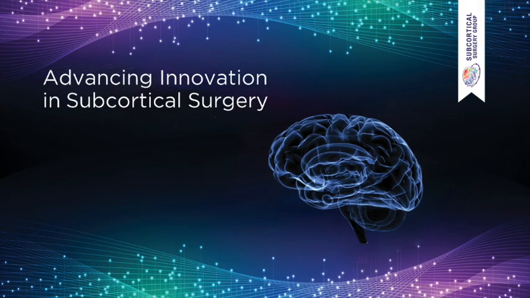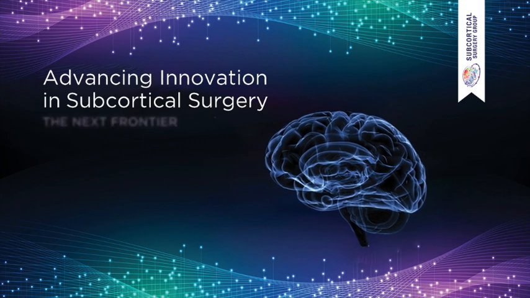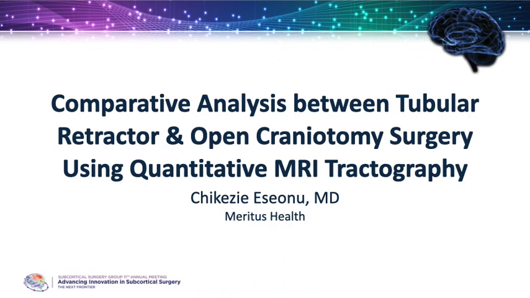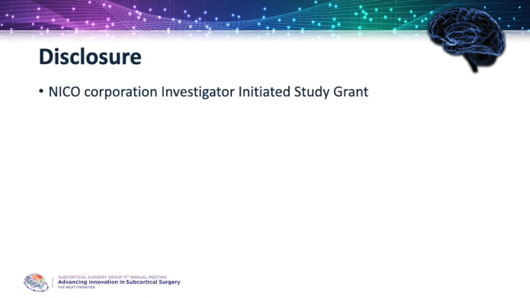Talk about a little bit of a shift in what we've been talking about so far. It's going to be a comparative analysis of looking at quantitative MRI tractography, and we're going to evaluate tubular retractor versus open spatula surgery, giving us a different look in the early phases of how to evaluate white matter tract conditions and injury.